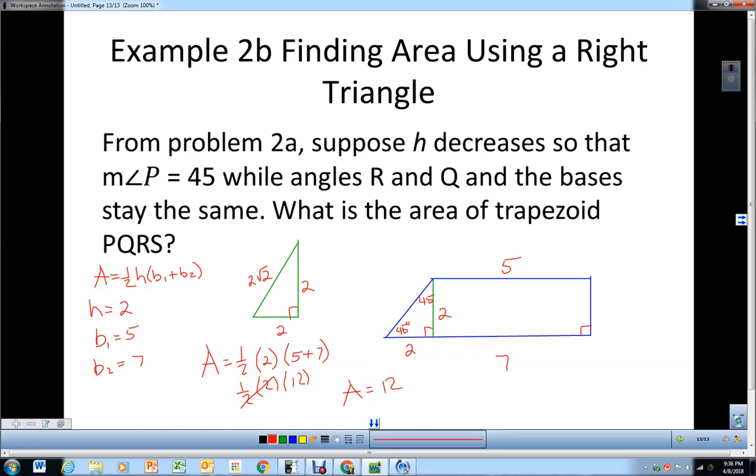Now our units here were the same as the last one, which means these are going to be meters squared. So the area is going to be 12 meters squared.